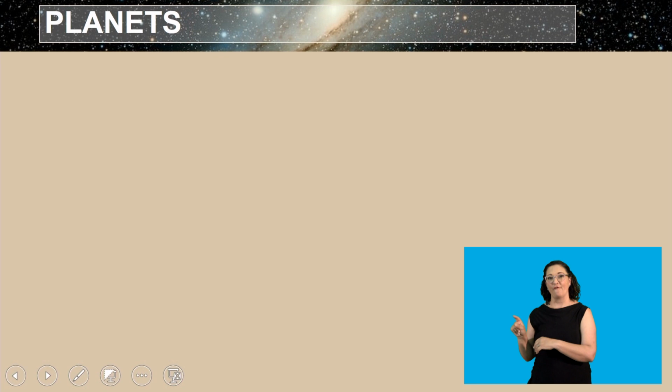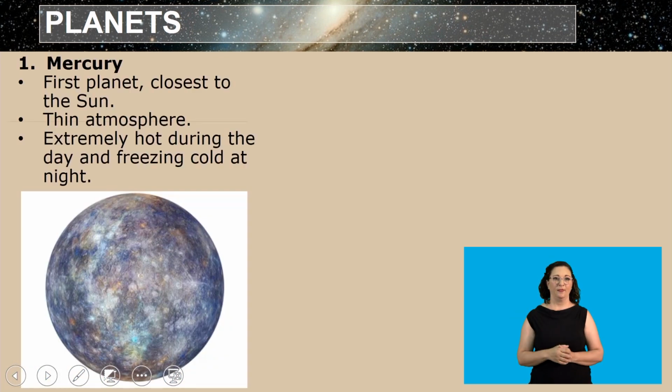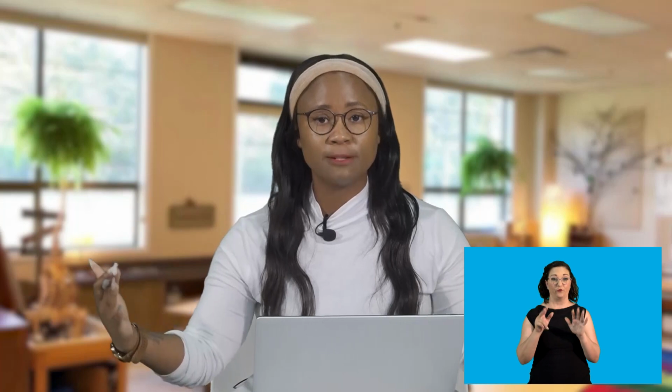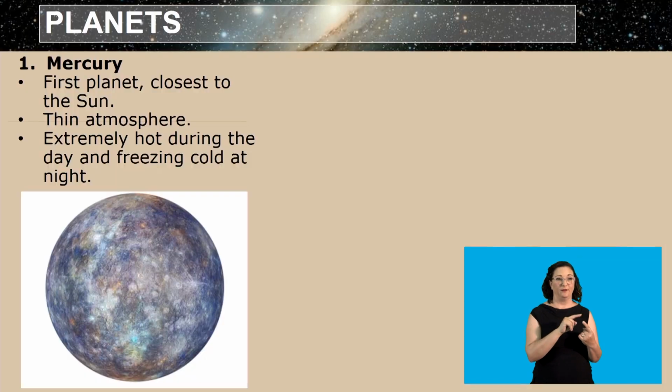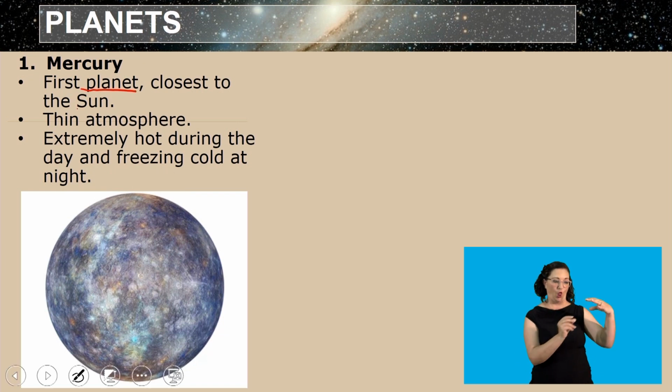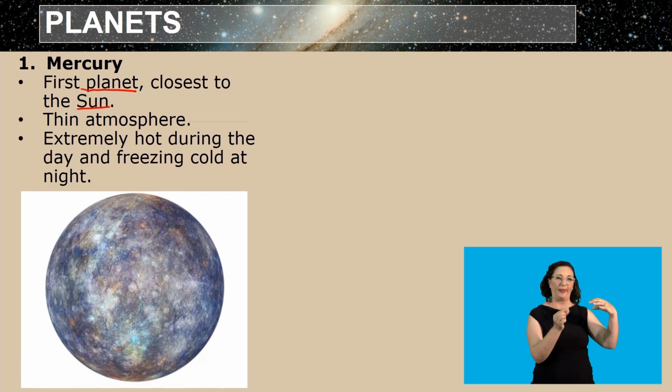All right. Now that we have looked at the 2 groups of the 8 planets, remember we said we had the inner rocky planets and the gaseous planets. Now we are going to be looking at the different planets individually so that we can understand them better. We are going to start with the first one, which is Mercury. We know that Mercury is our first planet from the sun, and it is the one that is closest to the sun. It has a very thin atmosphere, and it is extremely hot during the day and freezingly cold at night.